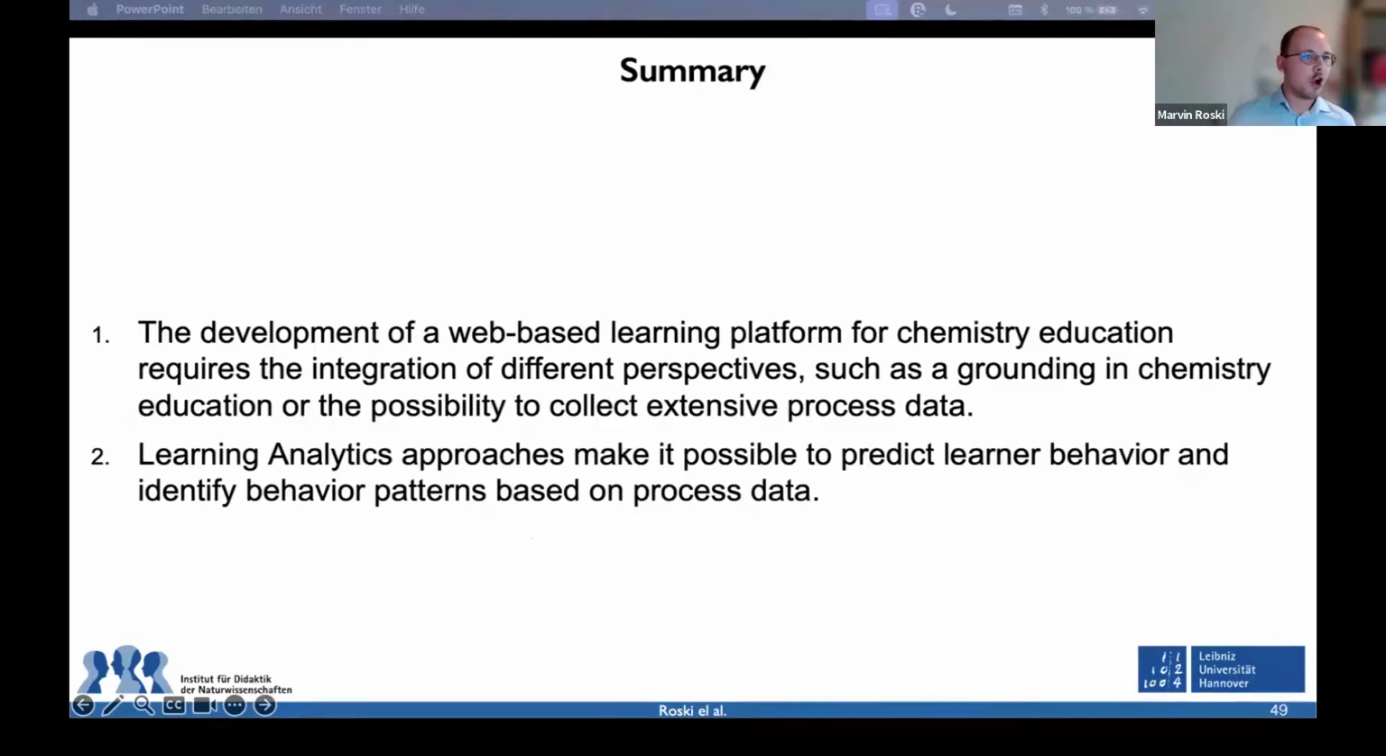And to summarize the whole presentation, the development of a web-based learning platform for chemistry education requires integration of different perspectives, such as grounding in chemistry education, or the possibility to collect extensive process data. And what I also showed is that learning analytics approaches make it possible to predict learner behavior and identify behavior patterns based on the process data. So I hope I was able to show you that, with the help of technological advances, chemistry education research can use new resources and further explore and improve learning for all learners.